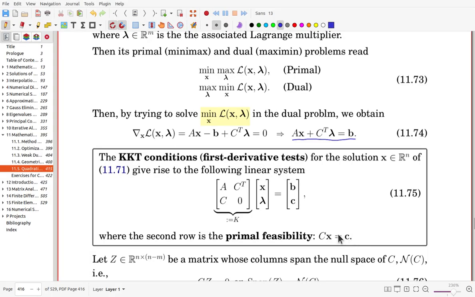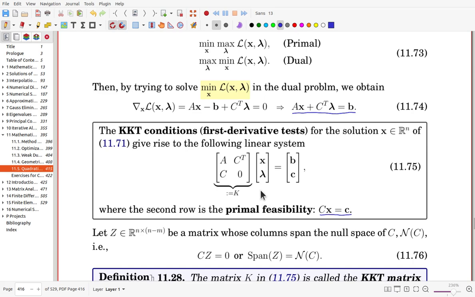Now we have a second one, the primal feasibility, the original constraint. Okay, we combine them to get this algebraic system. Now Ax plus C transpose lambda equals b is this one. Now the bottom one, Cx equals little c, which is this one. So these are the KKT conditions, or the first derivative tests.